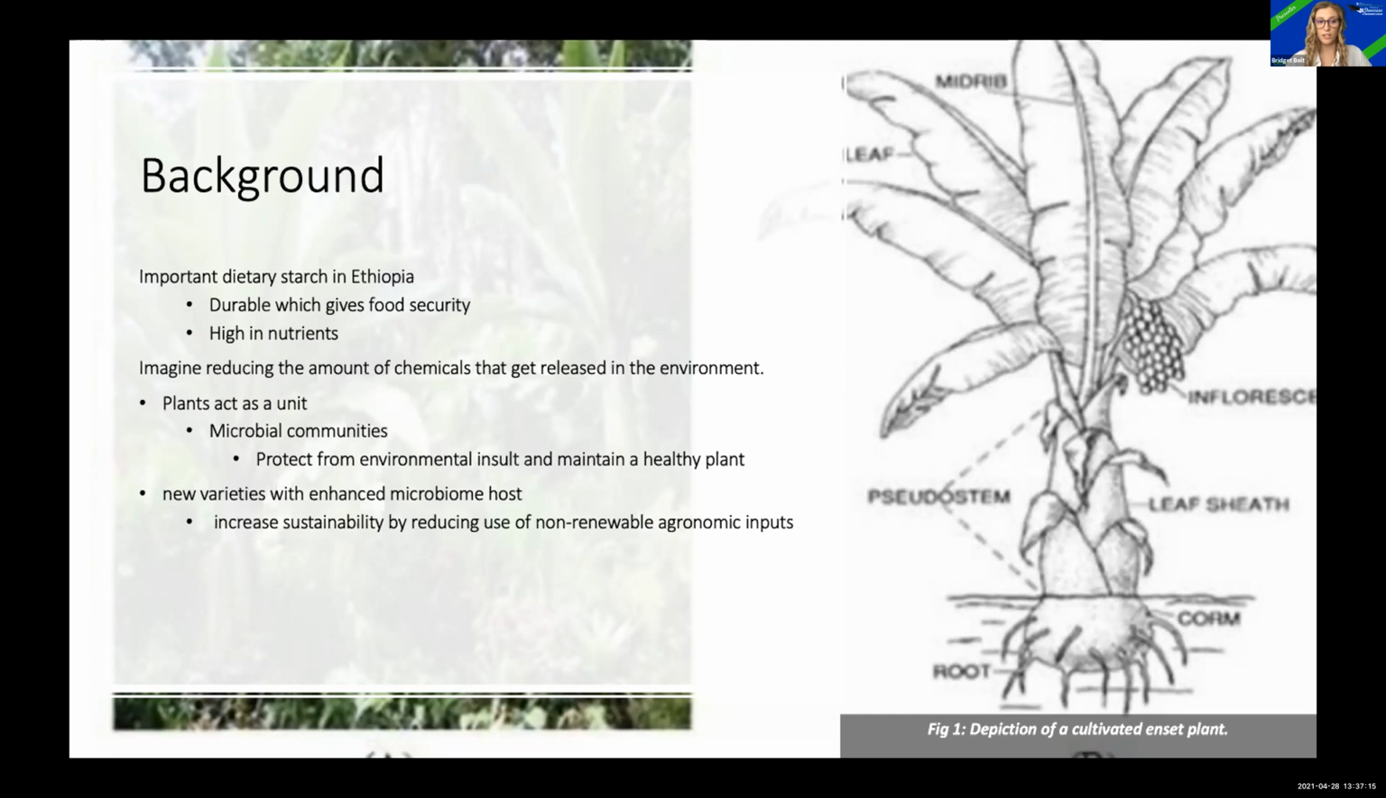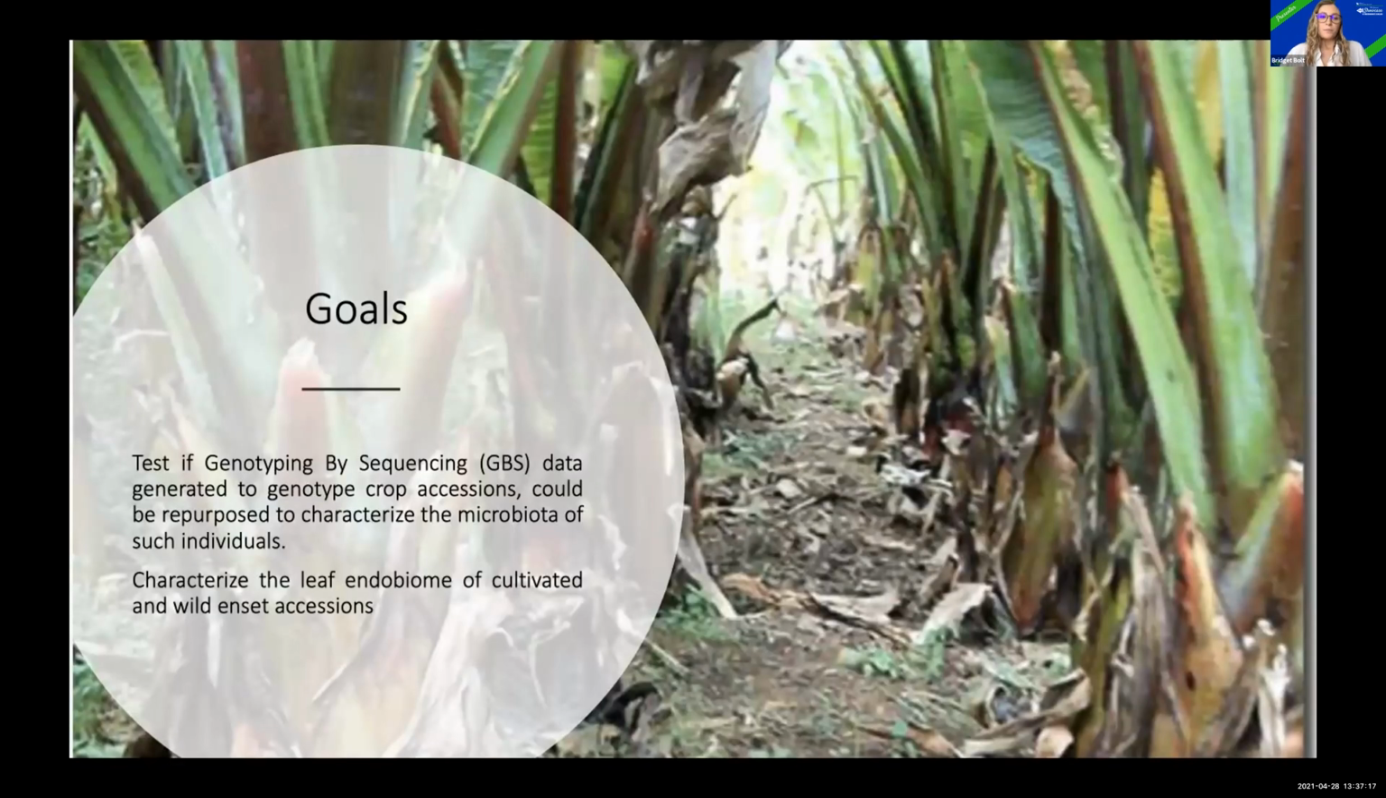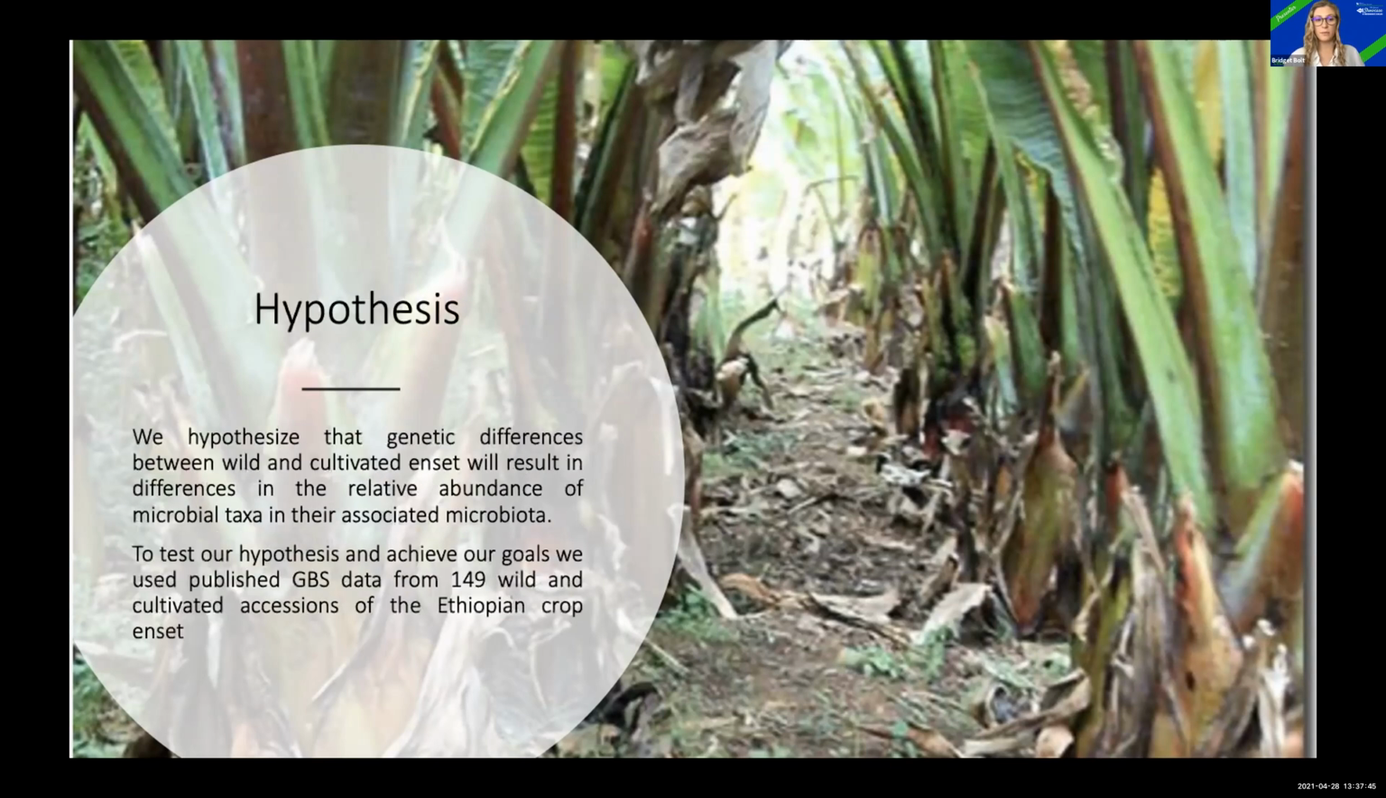hopefully more cost efficient. So some of our goals were to test if genotyping by sequencing, or GBS, data generated to genotype crop accessions would be able to be repurposed to characterize the microbial communities of NSET, and to characterize the leaf endobiome of the cultivated and wild type accessions. Cultivated is another word for domesticated. You'll hear me use those interchangeably.